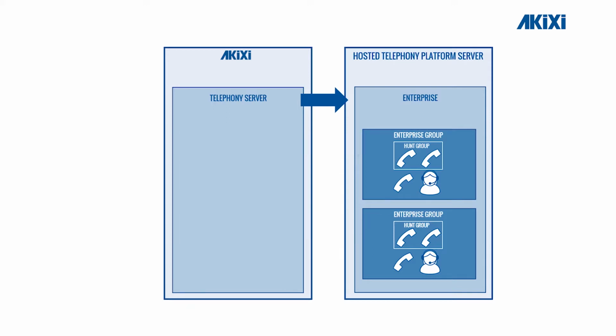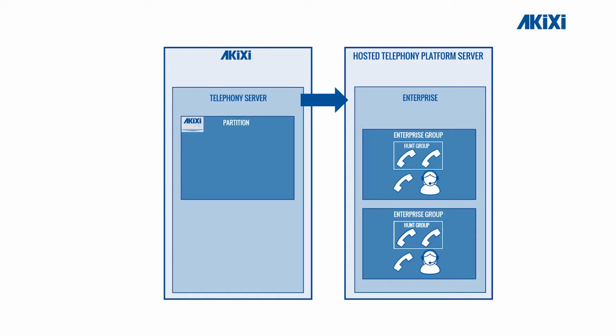Now we've looked at connecting partitions to enterprises and enterprise groups, let's look at how to connect to both from within the same telephony server. Let's start by creating a partition. I'm going to use this first partition to connect to the entire enterprise, which is going to allow me to monitor all entities within that enterprise. However, because I'm only interested in reporting historically, I'm going to apply an Akixi Lite site license.